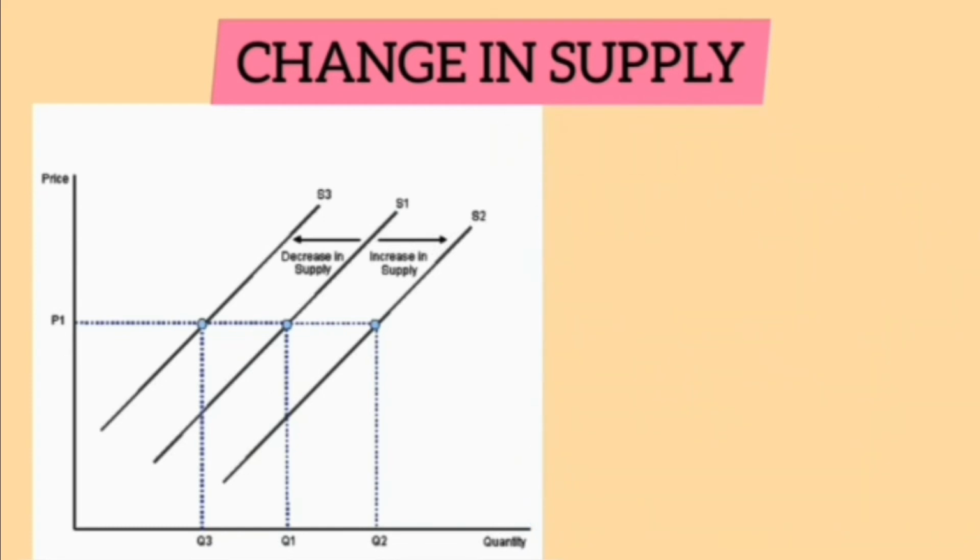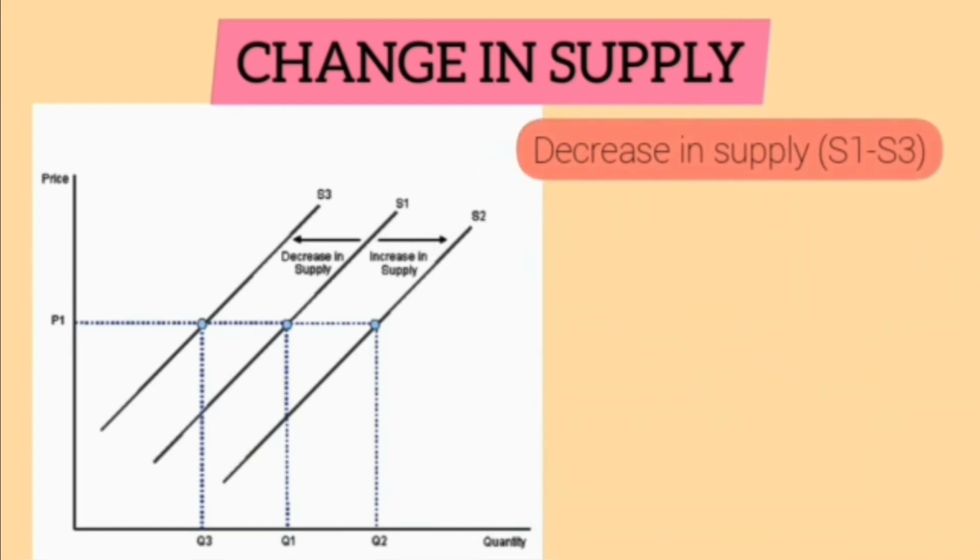After that, in this graph, the decrease in supply is from S1 to S3. This shows that the price of the goods has no change, but the quantity supplied has decreased at each price level as a result of the change in the determinants of supply, not the price of the goods.